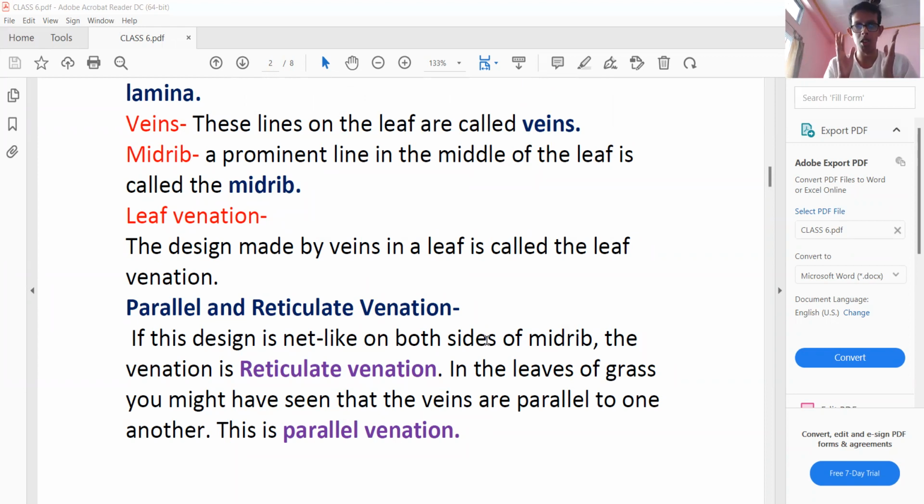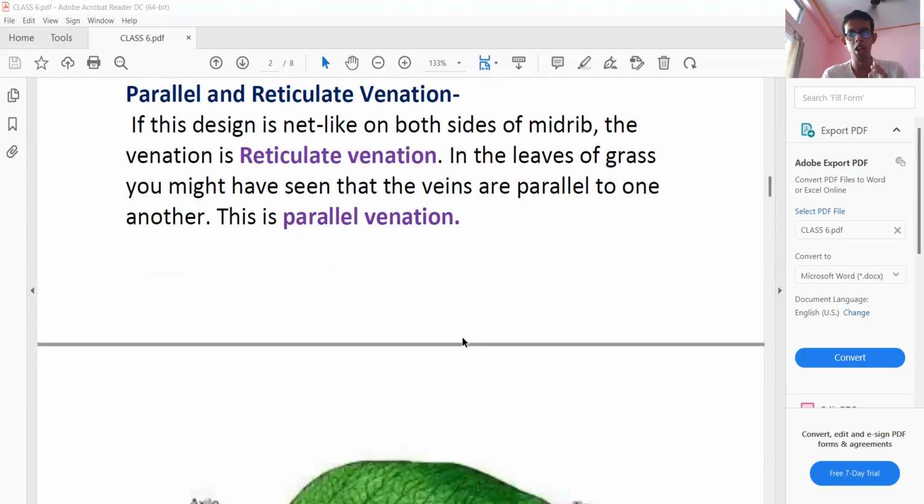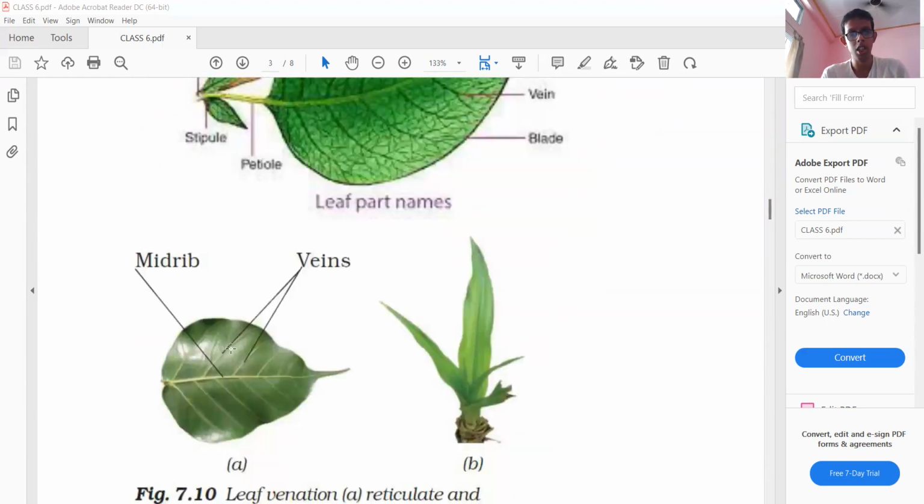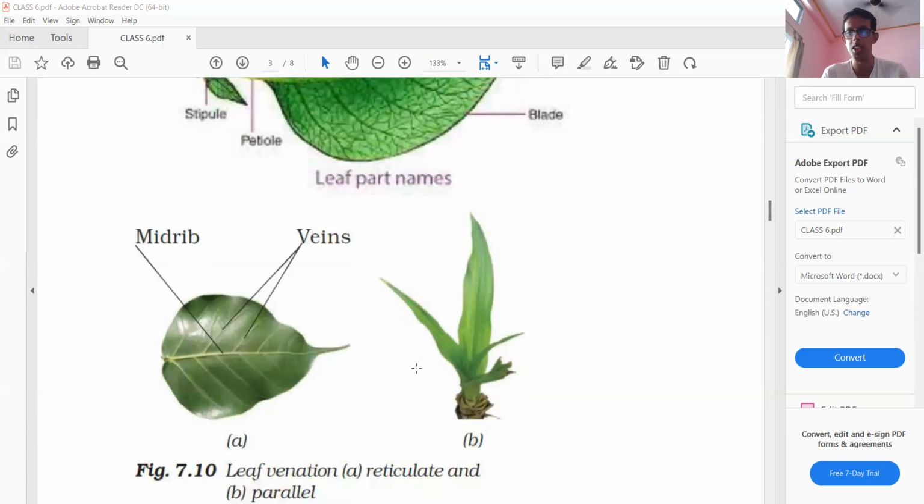This structure is called leaf venation. So there are two types of leaf venation. One is the parallel venation, one is the reticulate venation. Parallel venation: if the veins of the leaf are parallel to one another, then it is called parallel venation. And if it is a net-like structure around the midrib, then it is called reticulate venation. Okay. See, this is a net-like structure. So this is reticulate venation, and these are parallel to one another. So this is parallel venation.